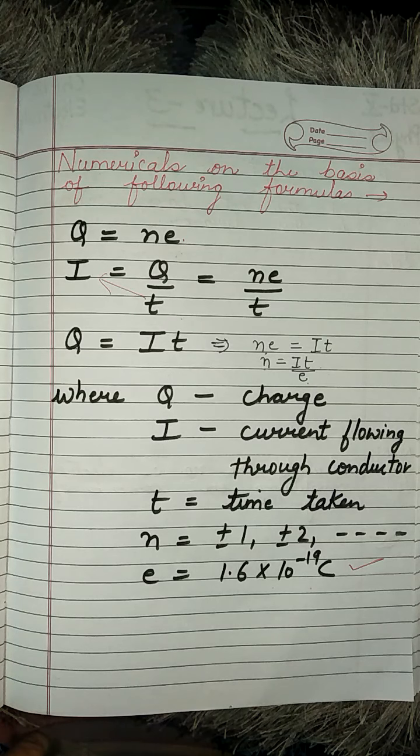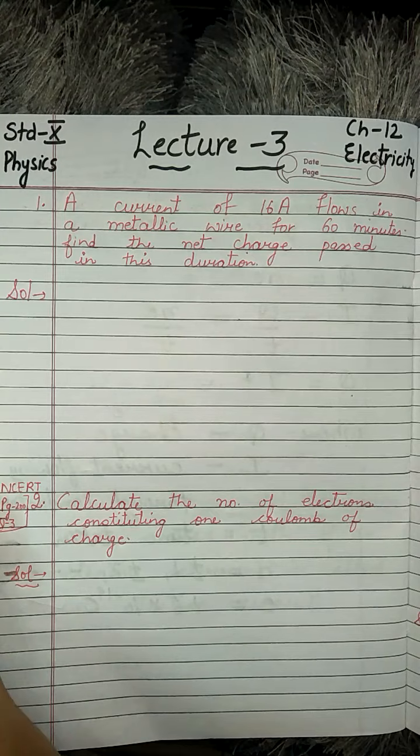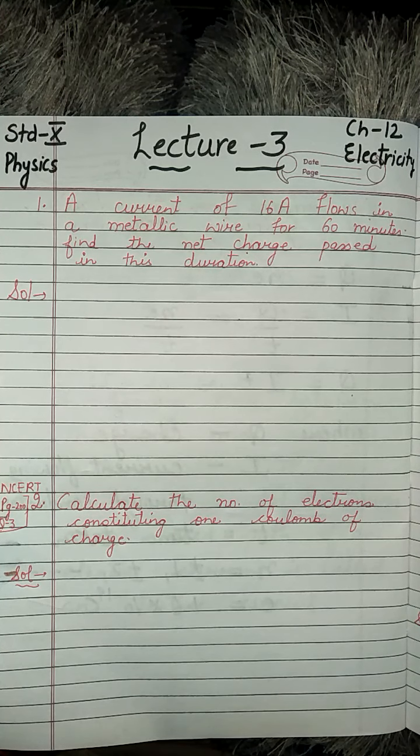Then our second formula is I is equal to Q upon T, where Q is Ne. So further we have shown this formula as Ne over T. Then the next formula is Q is equal to IT. If we fill in the value of Q as Ne, then to find the number of electrons, the relationship becomes N is equal to IT upon e. So these were the formulas we discussed in the last lecture. Now today we are going to start with the numericals on the basis of these formulas.